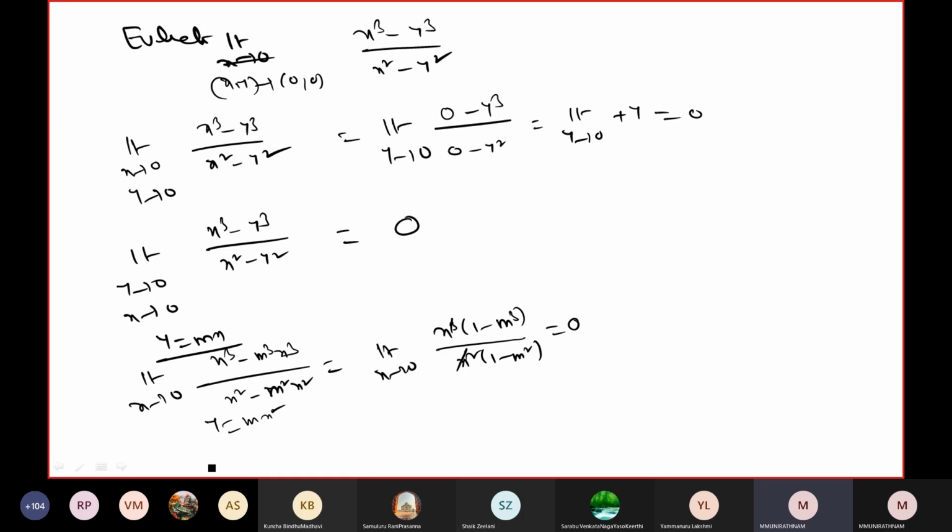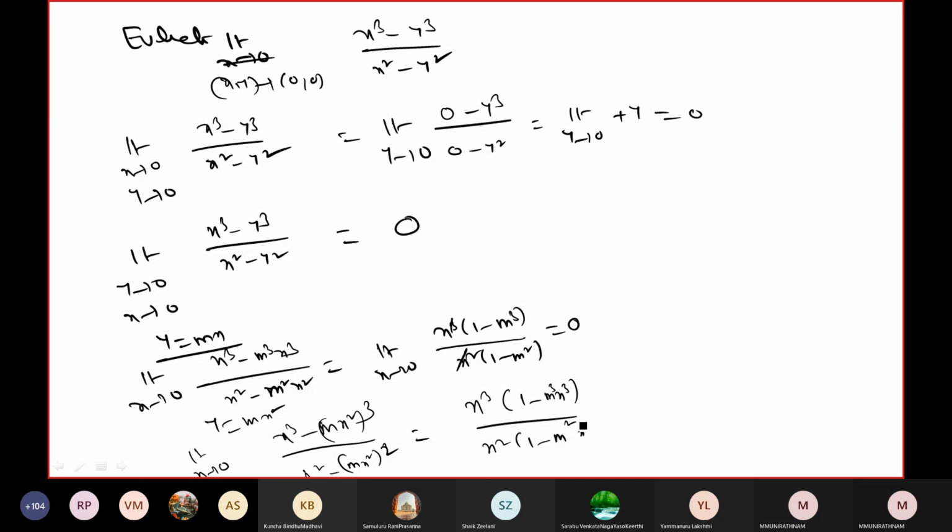Y equal to mx square. X cube minus m x square whole cube by x square minus m x square whole square. x cube comes out as 1 minus m cube x cube, and x square comes out as 1 minus m square x square. So here also an x remains, limit x tends to 0. This will also be 0.